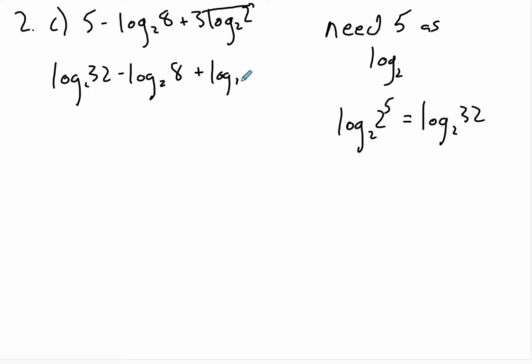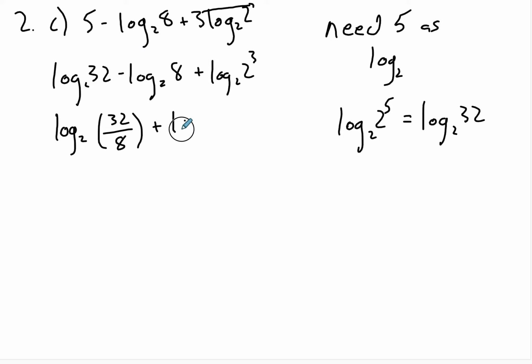So log 2 of 2 to the 3. And I'll simplify that in a second. So now I got to look at this and I'll say, well, my first 2 bits, I'm seeing a subtract, so I know that I can divide them. So I'm going to go log 32 divided by 8. Because I have the same base of 2 here, that is something I'm allowed to do.